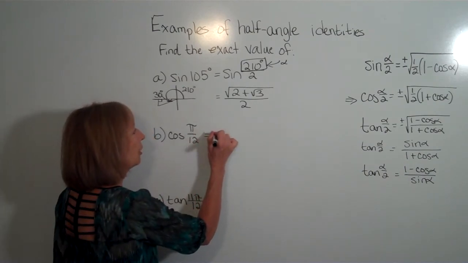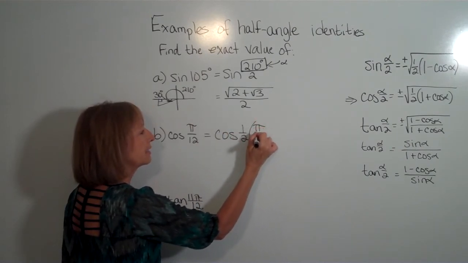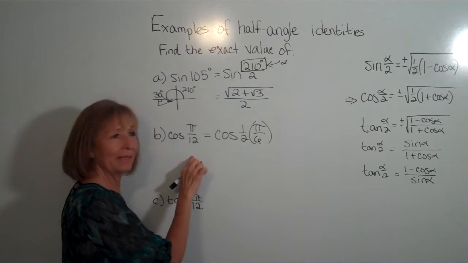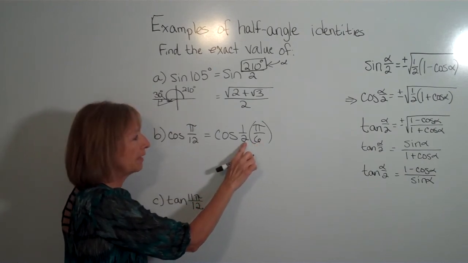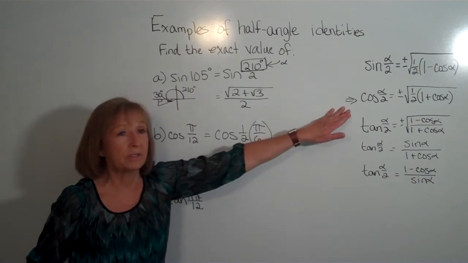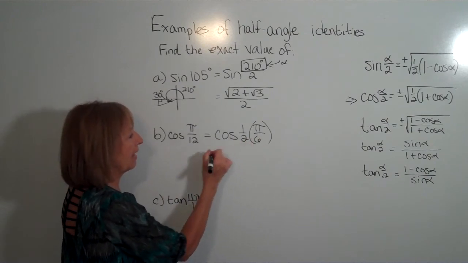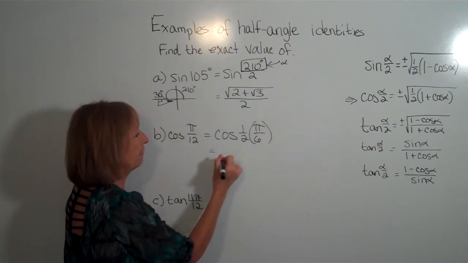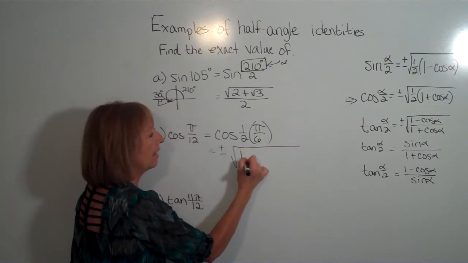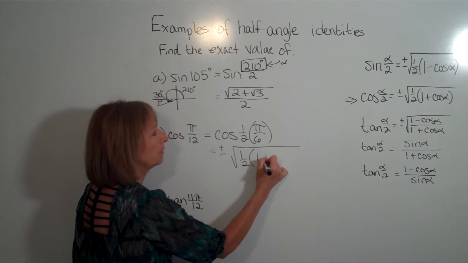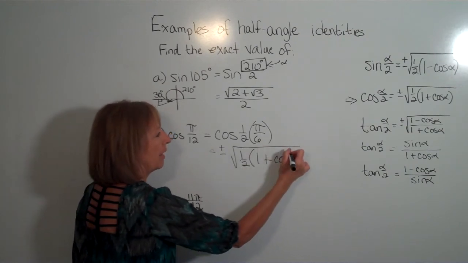So if I took the cosine of 1/2 times pi over 6, I will get exactly the same thing as the cosine of pi over 12, and it involves one of my special angles with 1/2 of that, which means I can use the half angle identity. So now with this, it's the cosine of the half angle. So again, we're going to go to that formula, plus or minus the square root of 1/2 times 1 plus the cosine of what you're taking 1/2 of. So that's the pi over 6.